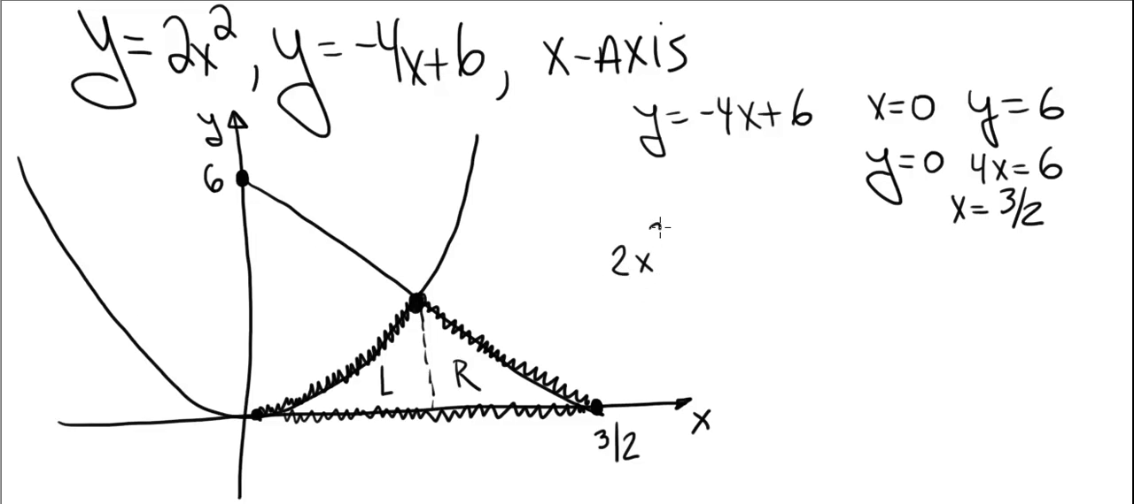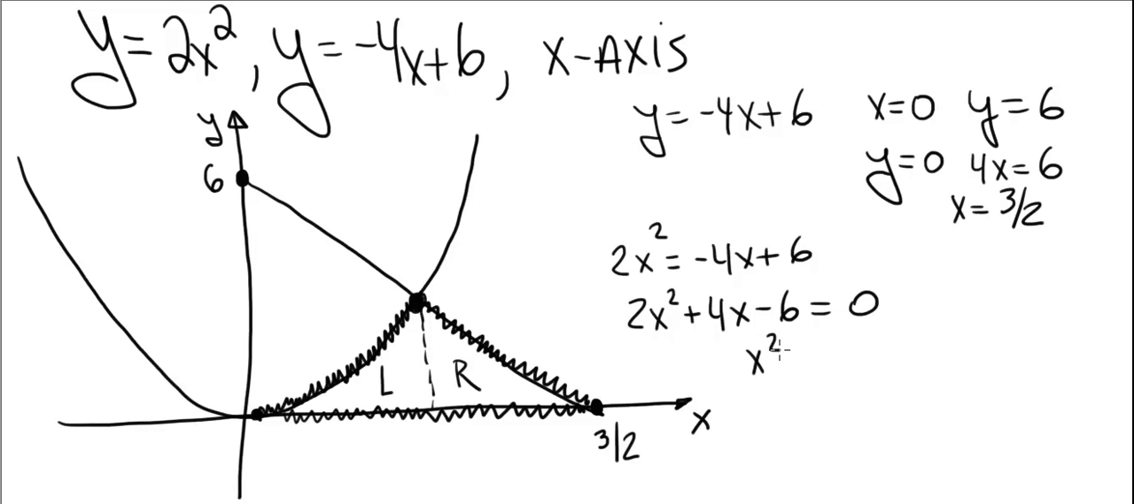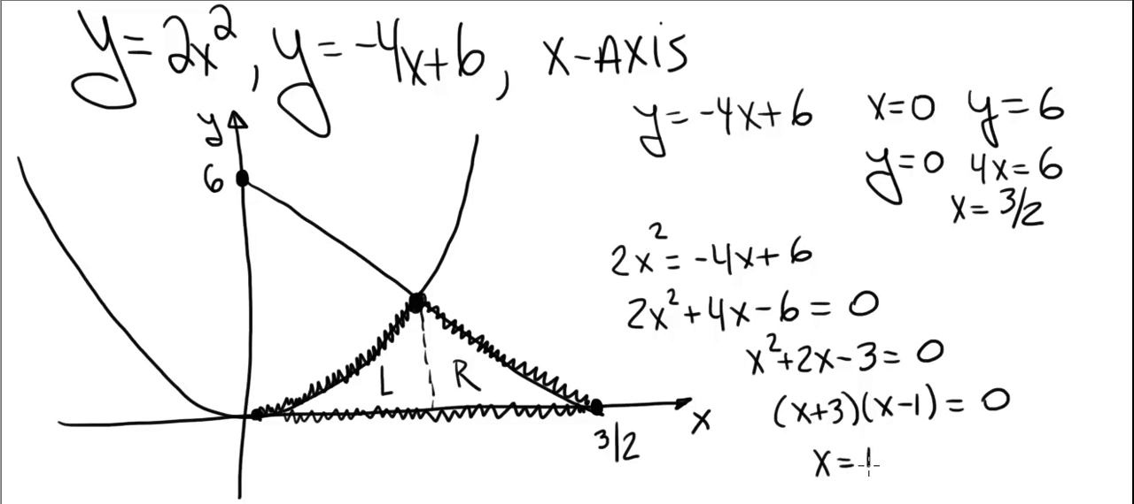Set 2x squared equal to the line minus 4x plus 6. Move everything to the left. 2x squared plus 4x minus 6 equals 0. Divide by 2. x squared plus 2x minus 3 equals 0. Factor: x plus 3 times x minus 1 equals 0. x equals 1 or minus 3.